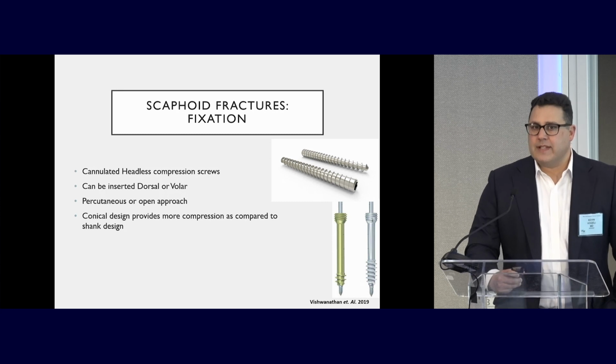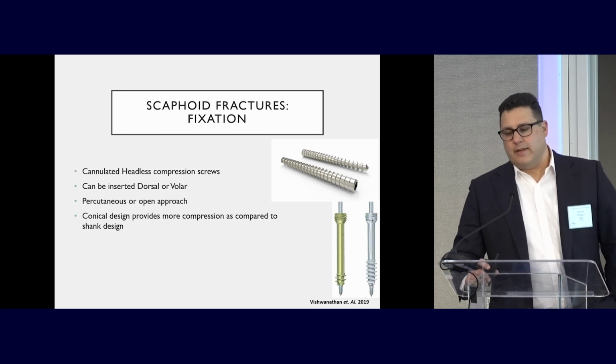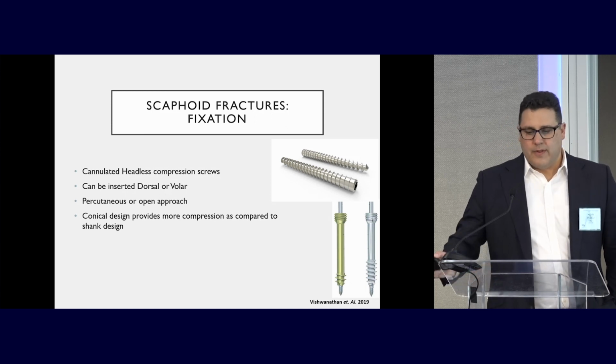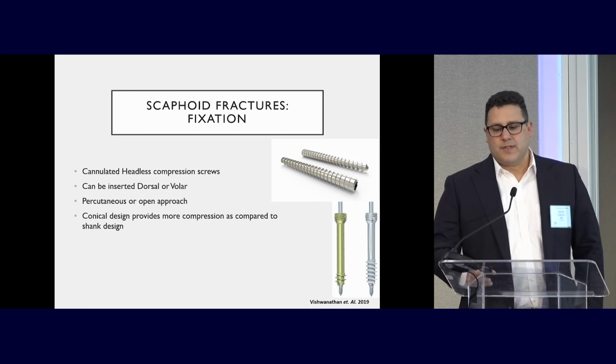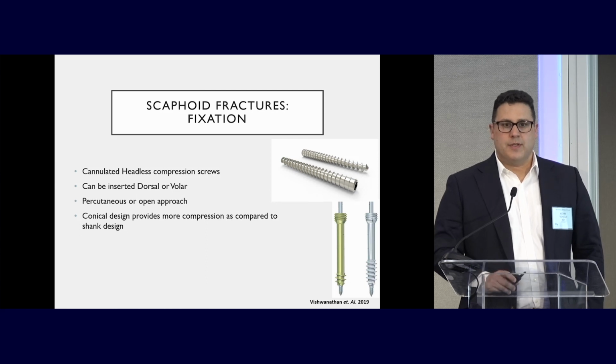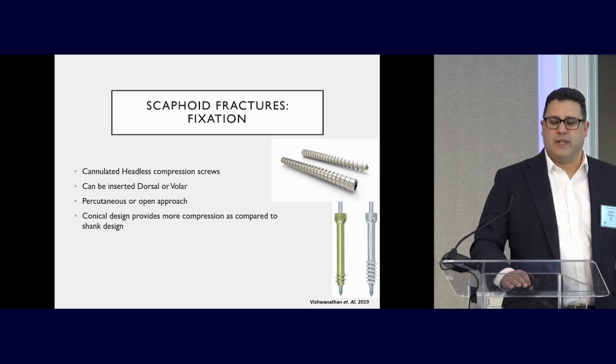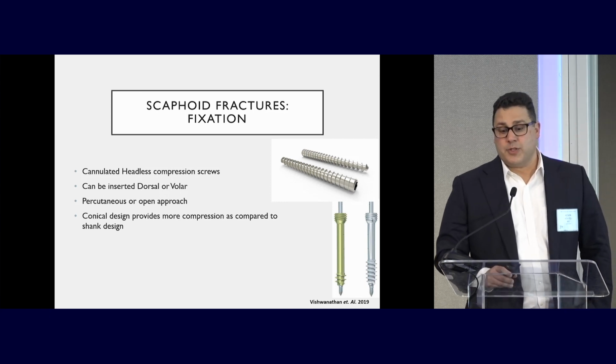So once you've identified that somebody has a scaphoid fracture and you've decided that you want to fix it, which is a whole other discussion, how do we do this? This is usually done with cannulated headless compression screws. This can be done dorsally or volarly. This can be done through a percutaneous or an open approach.